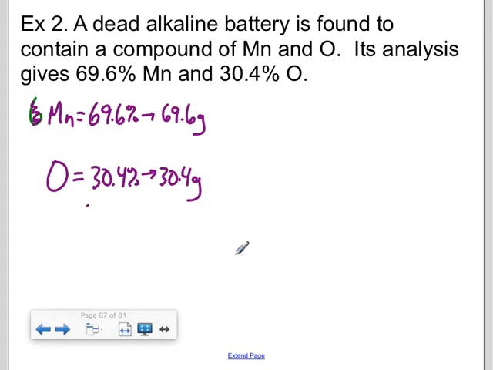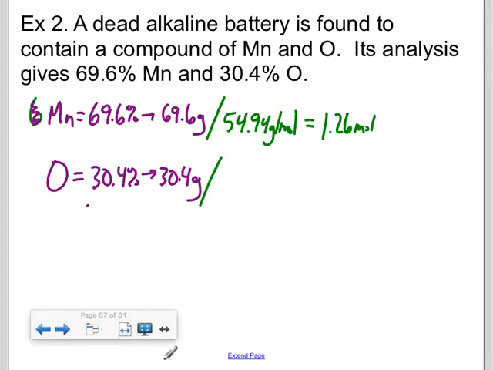Second thing, we want to convert grams to moles for that element. So 69.6 grams. You're going to divide it by the molar mass of manganese. Manganese on the periodic table is element number 25, and the molar mass is 54.94. So I'm going to take this number and divide it by 54.94 grams per mole. So 69.6 divided by 54.94. I get 1.266. I'll just leave it at 1.26 moles.